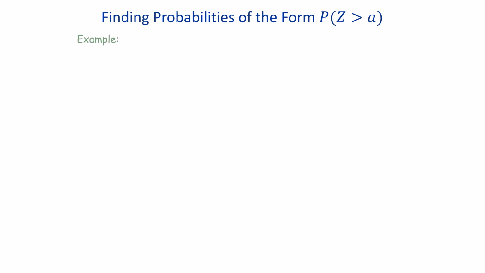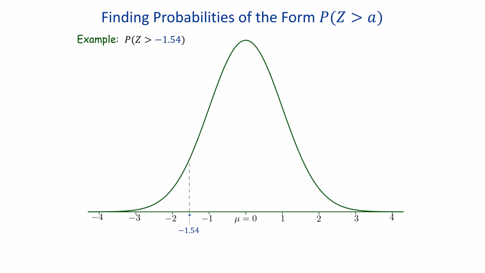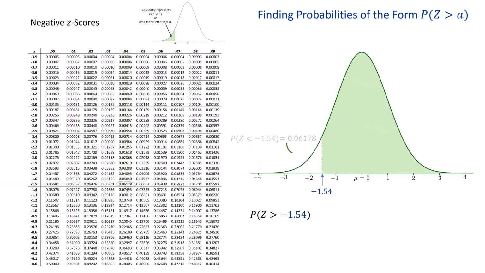Let's try another example, but this time we'll use a negative z-score. Here we want to find the probability that z is greater than negative 1.54. Let's go ahead and label everything and shade the area to the right of negative 1.54. From a previous example, we found that the probability that z is less than negative 1.54 is 0.06178. So how do we get the shaded part of the graph? All we have to do is subtract 0.06178 from 1, and we get 0.93822. We can show this work by hand using the rule of complements, as we did before.